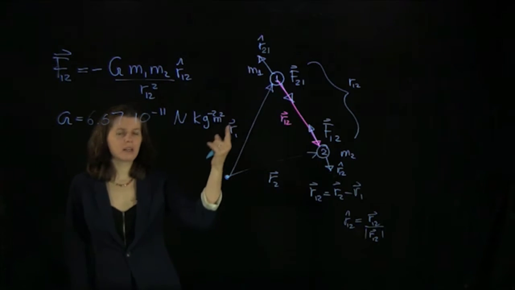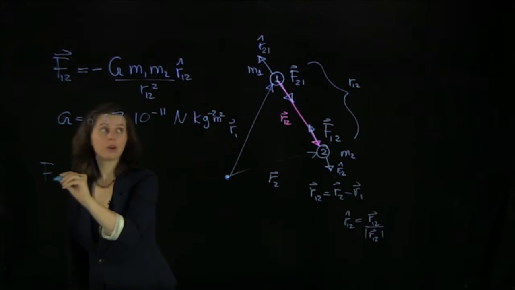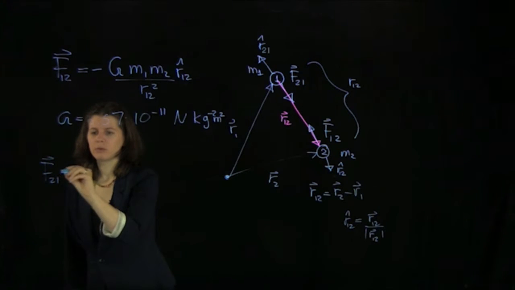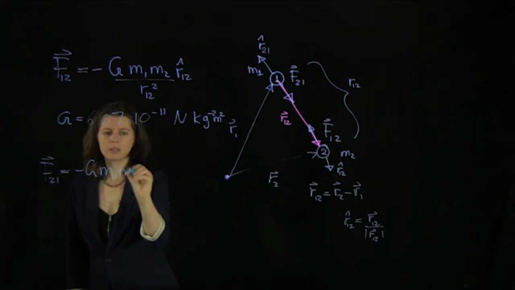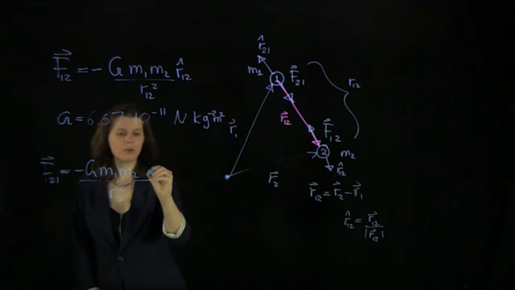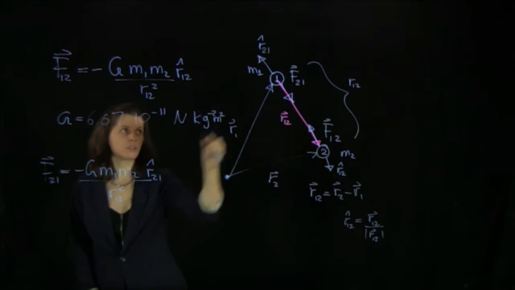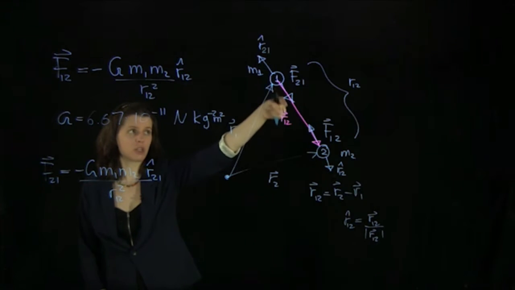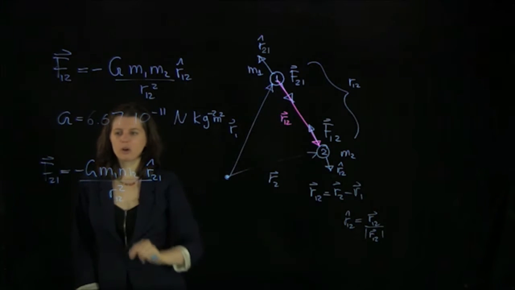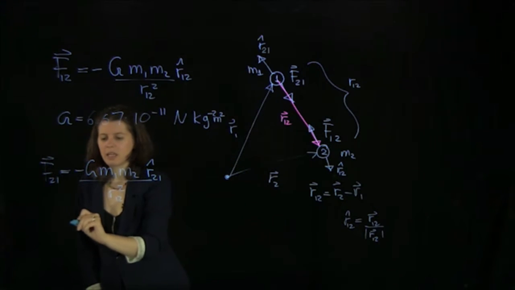So let's quickly consider the force on object 1 to see what's happening over there. So we have F21 equals minus G m1 m2 over r12 squared. And in terms of the unit vector, we now have r21 hat going here. So again, this minus goes with this unit vector, and that one is pointing in the opposite direction than our force. So that's all good.